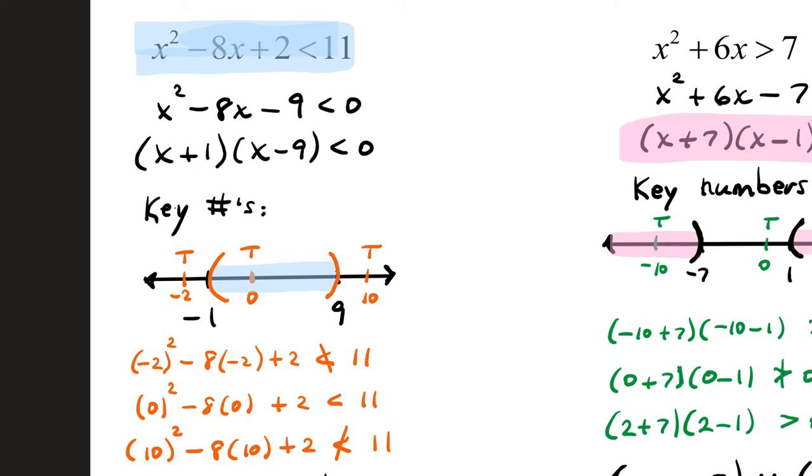Testing between and around the key numbers, we chose negative 2, and you guys wanted me to use the original statement for this one, so we plug them in. Negative 2 into the highlighted statement.